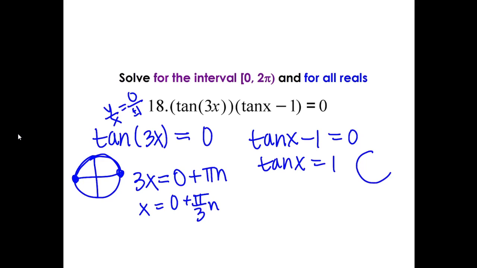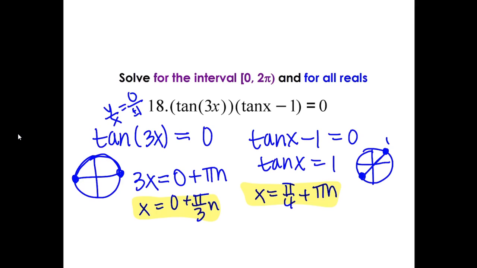And then for all reals, for the tan of x equal to 1, that means our x and y are the same. So here and here. Also on a diagonal. And so that is at pi over 4. And I can get there with pi n. And so here's my answer for all reals. We have 2 equations that will get us there.